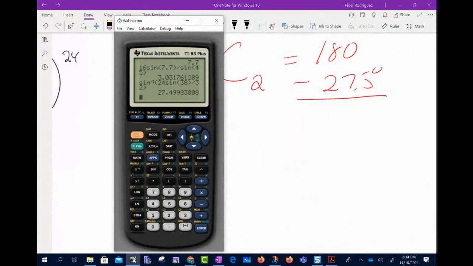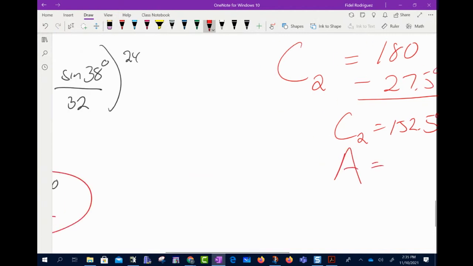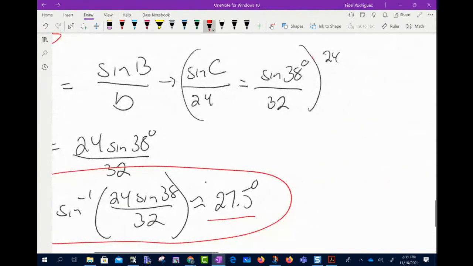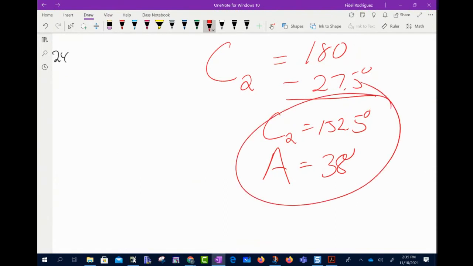So if we did that, if we said, what's 180 plus negative 27.5, put a plus there. That would tell me that my second angle would be 152.5 degrees, right? What was our angle A that we started off with? You remember? My angle A was what? 38, right? That's right. And if we added those two numbers, that would already be more than 180 degrees, right?